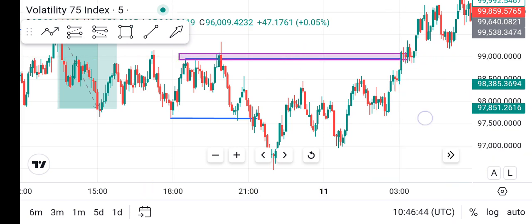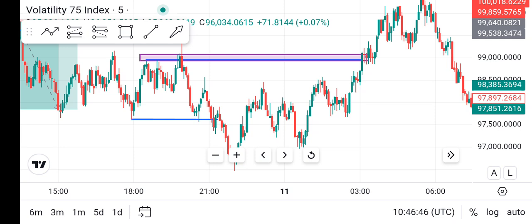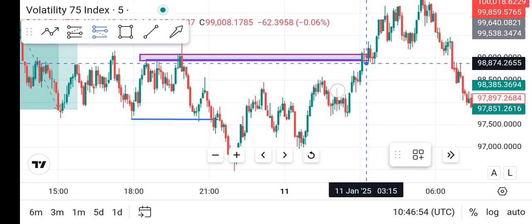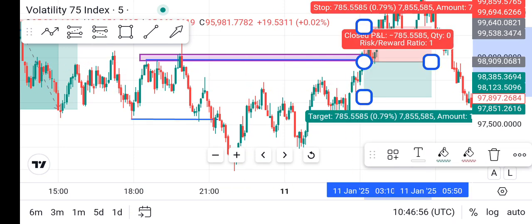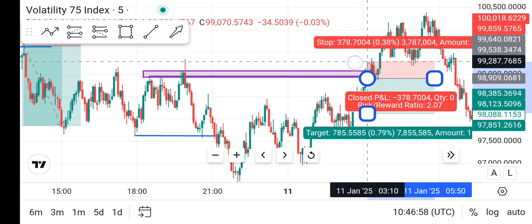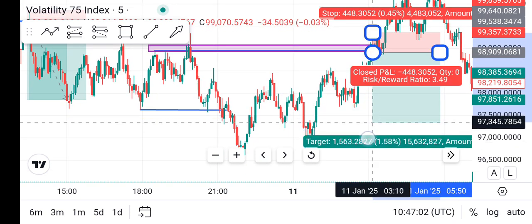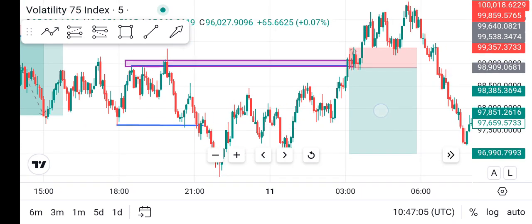Now, because I didn't take this trade, I was not on the chart when this happened. If I were to take this trade, I would just enter. I can set my limit order around here, put my SL above this high, then I can target this low. You can see this is like a 1 to 4 risk to reward ratio, and price ended up hitting stop loss.